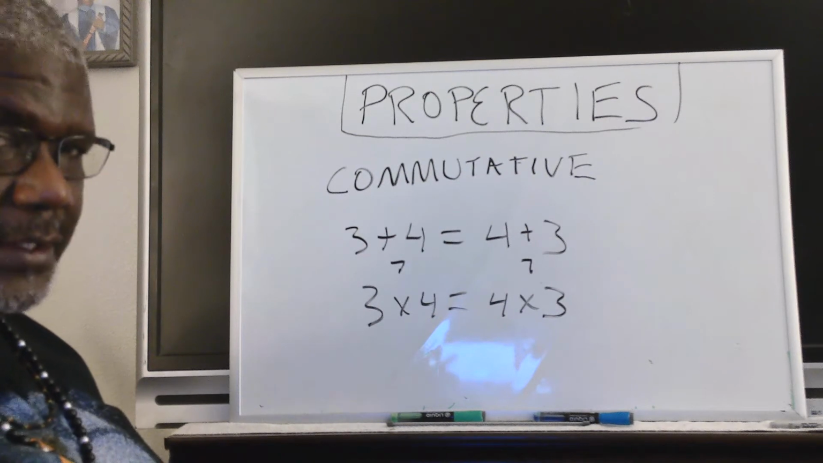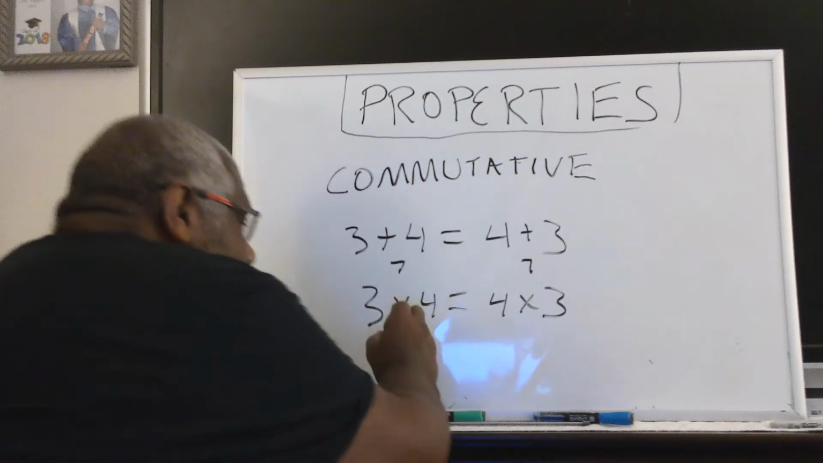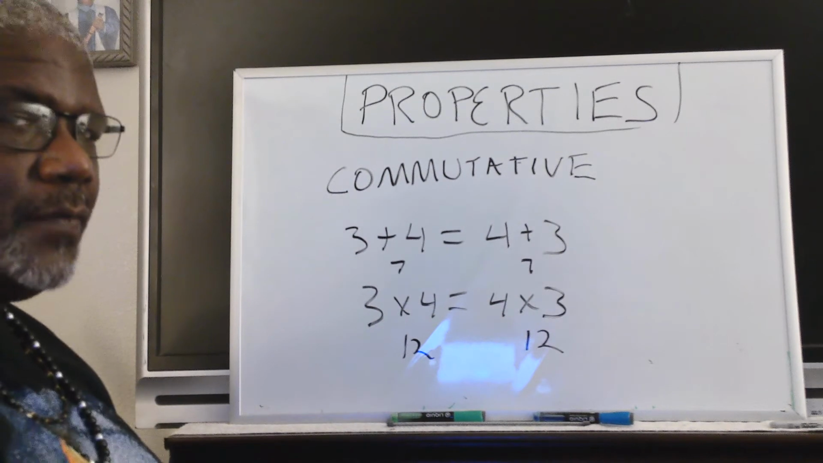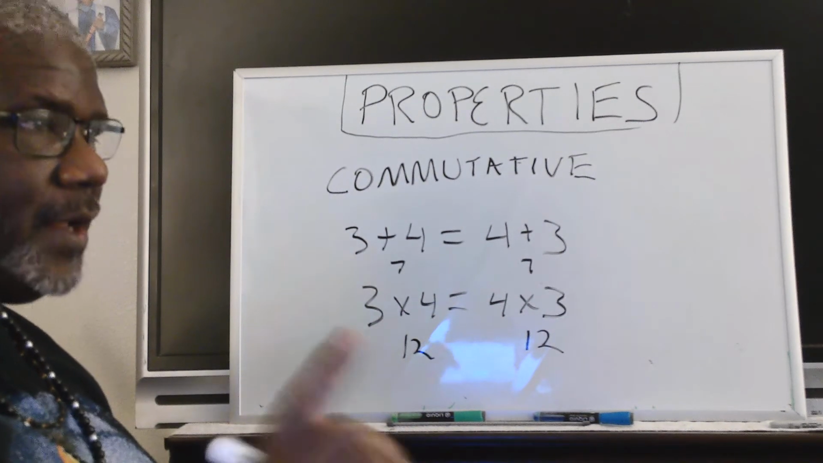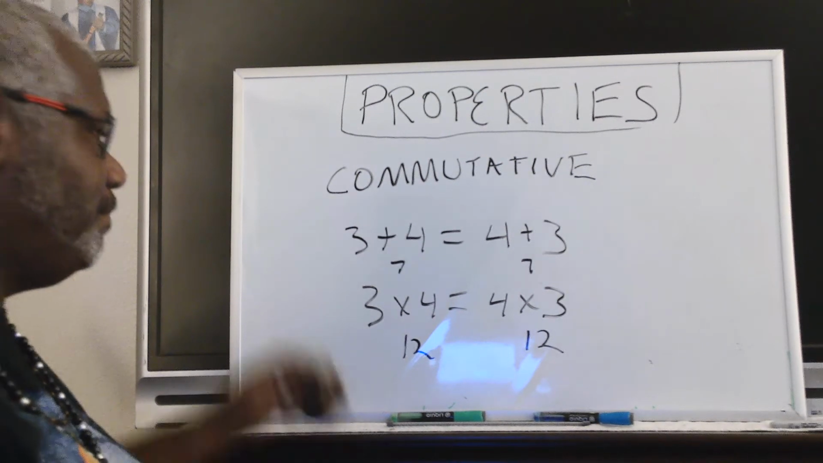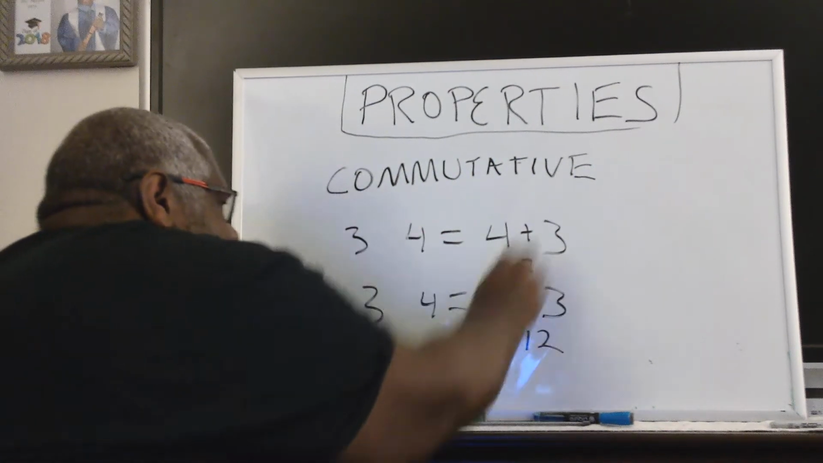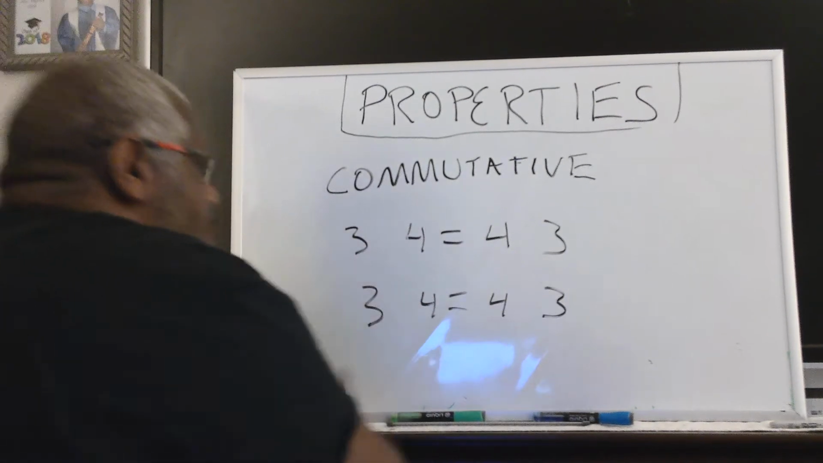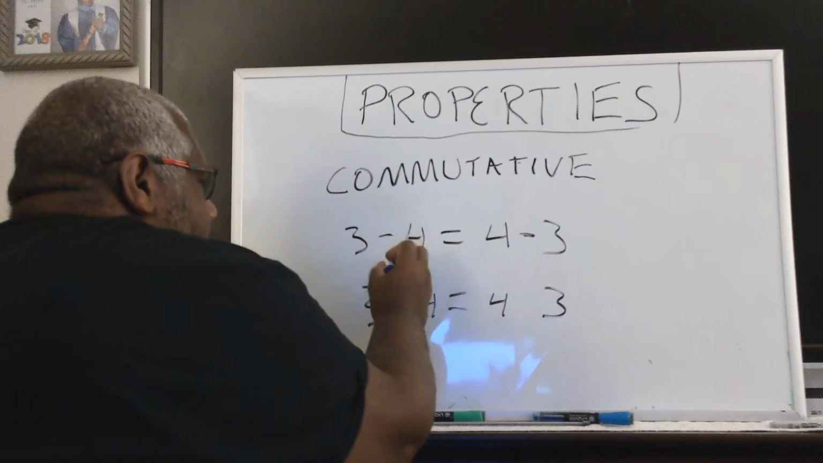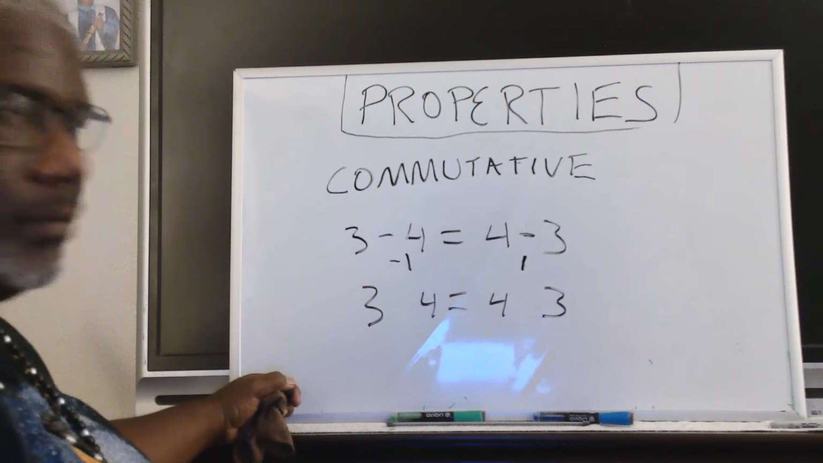Okay, chances are if it works for addition, will it work for multiplication? Let's find out. 3 times 4 is 12. 4 times 3 is 12. Seems to work pretty good for me for addition and multiplication. Do you think it's going to work for subtraction? Let's find out, my friends. Let's just change the symbols here. Watch this. I guarantee you this is not going to work. 3 minus 4 is what? Negative 1. 4 minus 3 is 1. Ooh, that don't seem to work, does it?